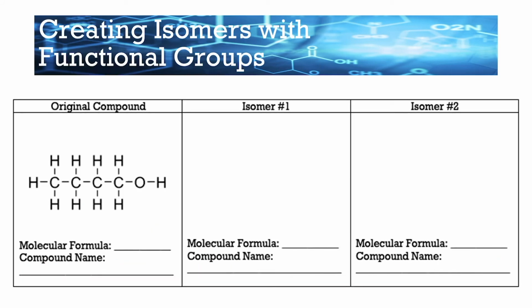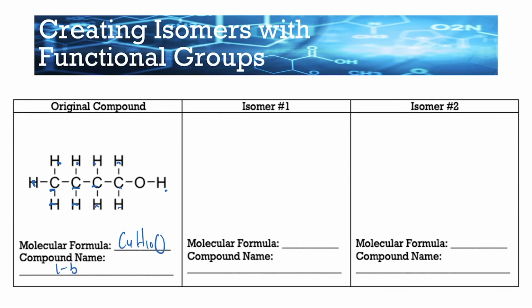Okay. Another one is this. So this is your original compound. Your formula is C4H10O. So we have 1, 2, 3, 4 carbons, 1, 2, 3, 4, 5, 6, 7, 8, 9, 10 H's, and that one O.